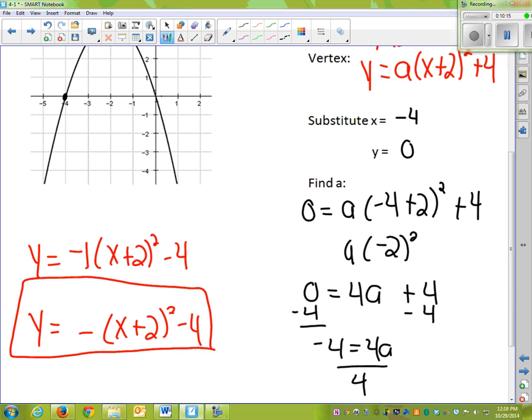And now you can graph an equation in vertex form. You can understand the different parts of the equation and what they tell us. And if you're given a graph, how you write the equation. Hope this helps.